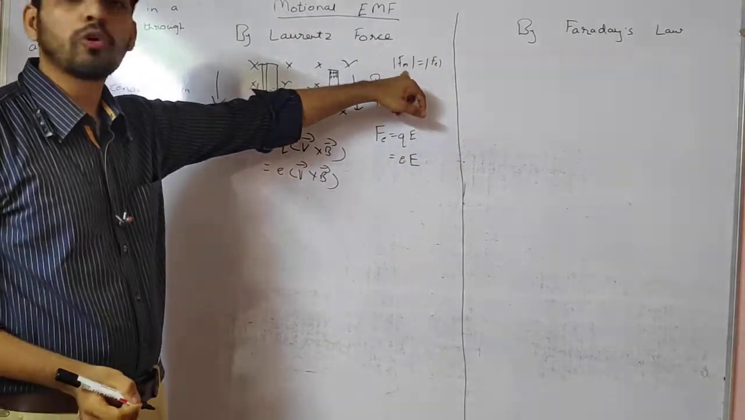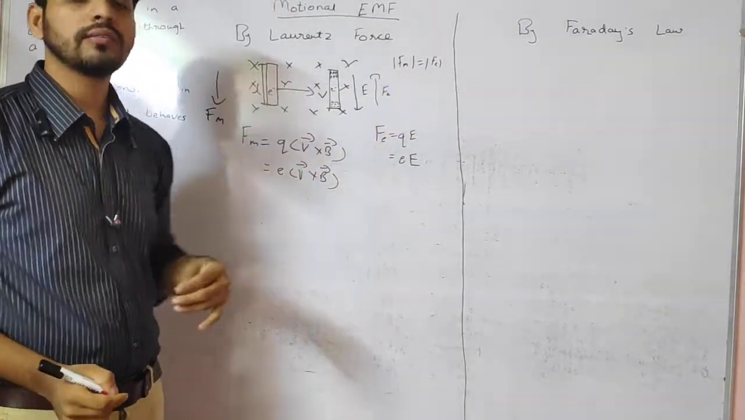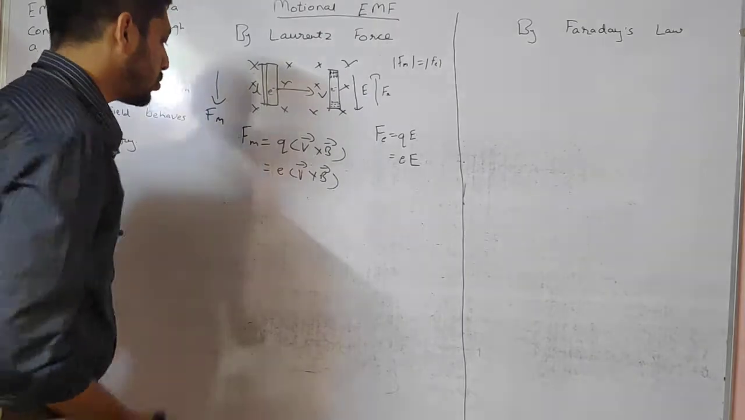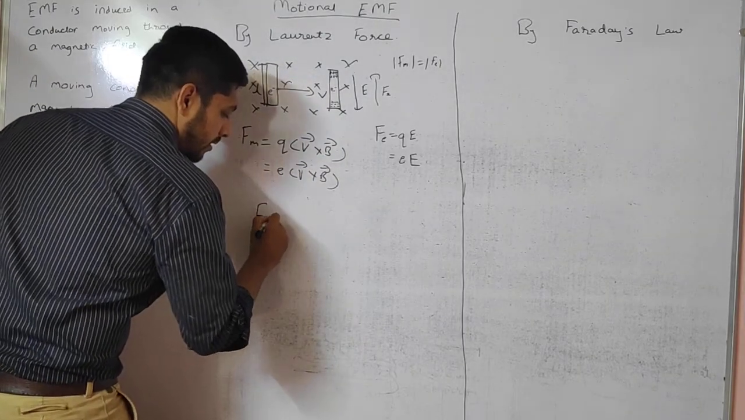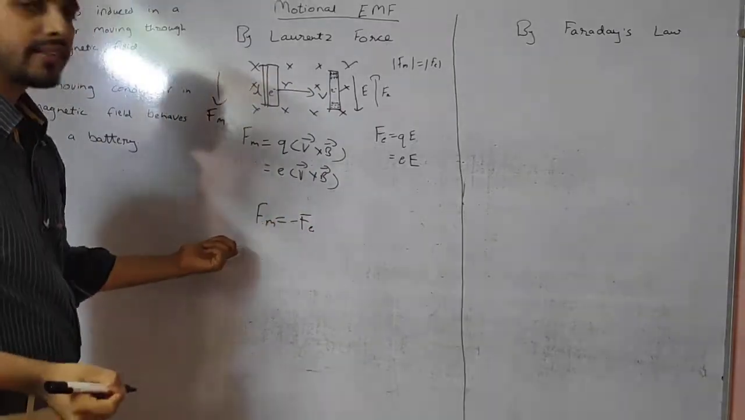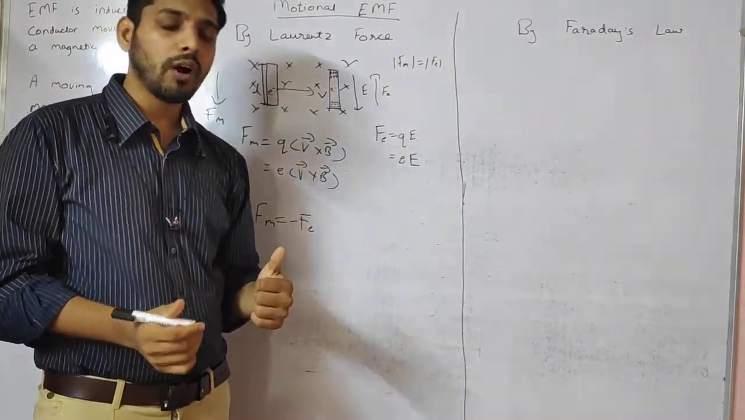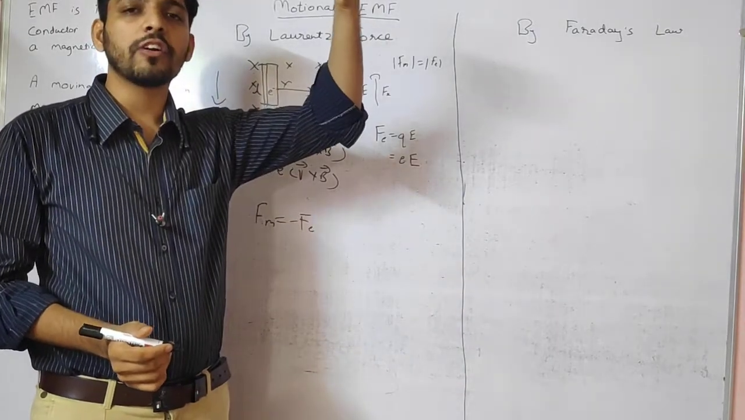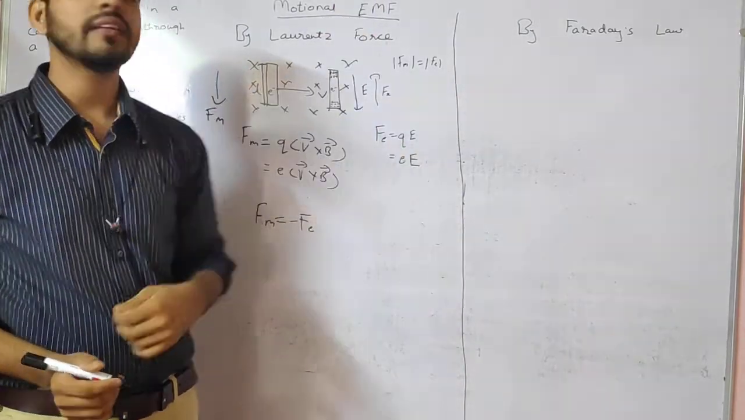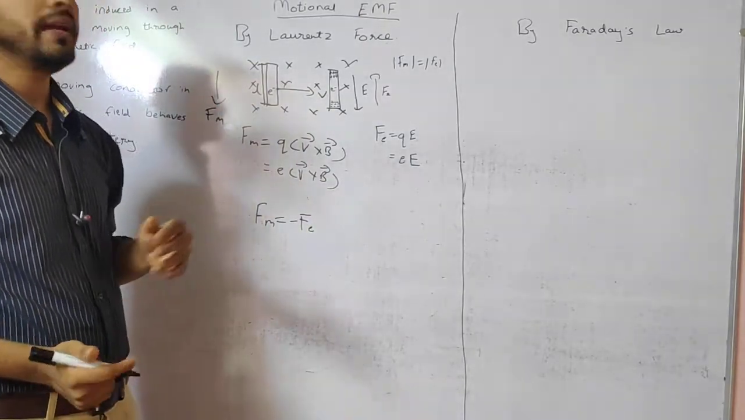Why have I kept it in modulus? Because both are in opposite direction, but the magnitude of both is the same. So if you remove the modulus, you need to write it in this manner: Fm equals minus Fe, or you can write Fe equals minus Fm, either way, because the direction of both the forces is opposite. Electric force is acting in upward direction, whereas magnetic force is acting in downward direction. But at steady state condition, both the forces will be equal.